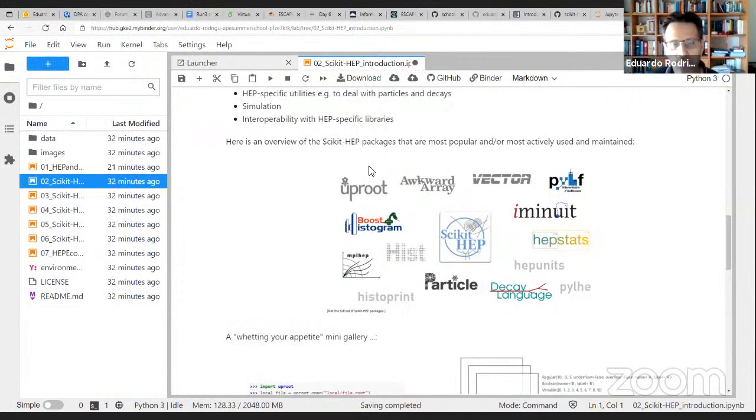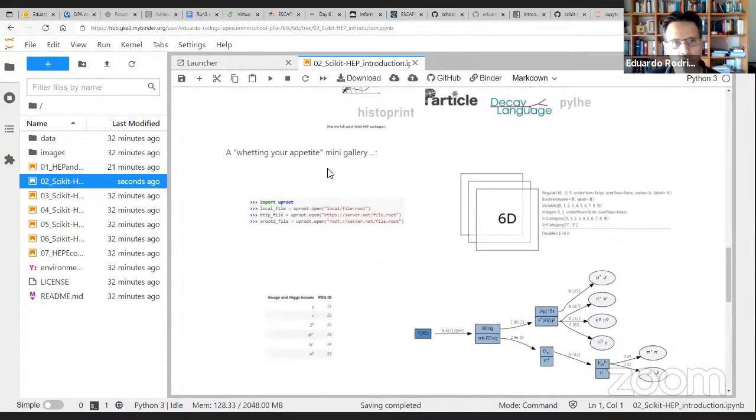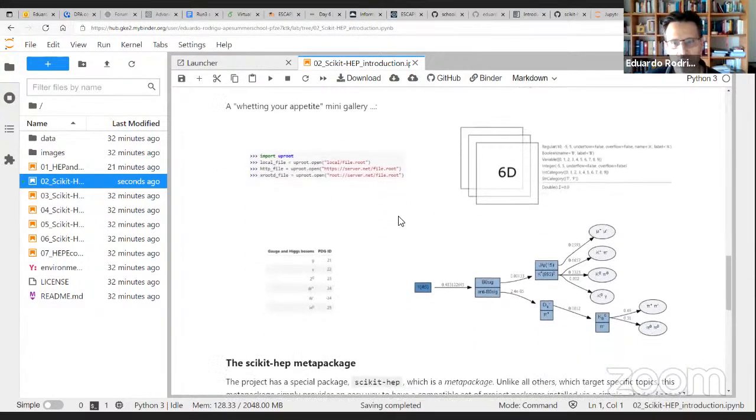You will see packages to read ROOT files and manipulate them with non-flat structures, not table-like structures as in NumPy, and vectors to play with momentum vectors and so on. This is all for statistics, particles and decays, histogramming and visualization. You see there are several of those. And this is just to whet your appetite, this is the kind of things that we do in our field.